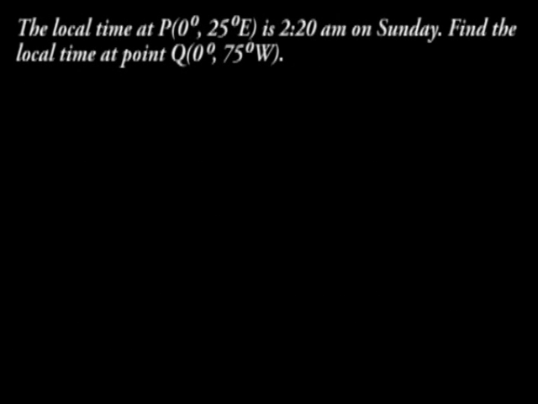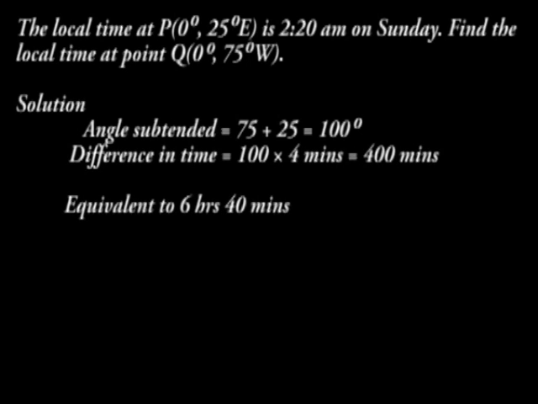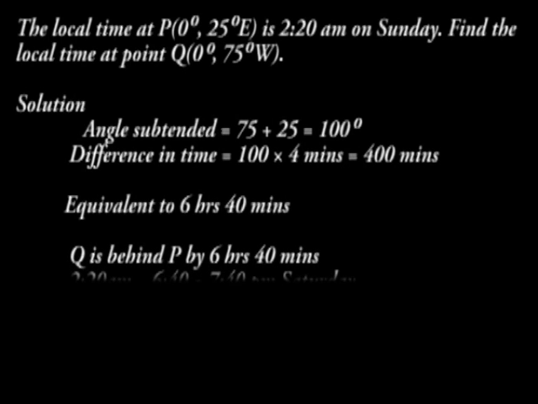For example, the local time at P, 0 degrees 25 degrees east, is 2:20 a.m. on Sunday. Find the local time at another point Q, 0 degrees 75 degrees west. The difference in longitude is 75 plus 25, which is 100 degrees. The difference in time is 100 times 4 minutes, which is 400 minutes. 400 minutes is equivalent to 6 hours and 40 minutes. Note that Q is behind P by 6 hours 40 minutes, and therefore the time at Q is 7:40 p.m. on Saturday.